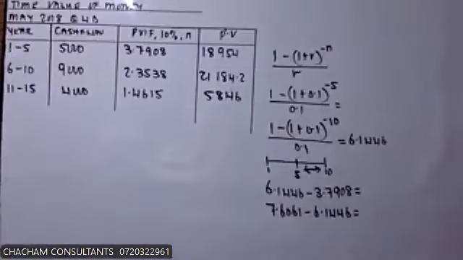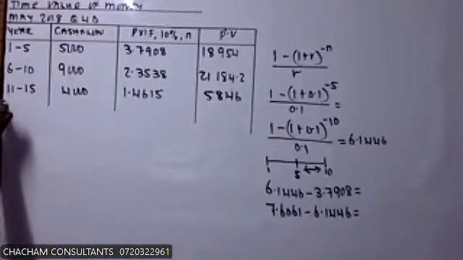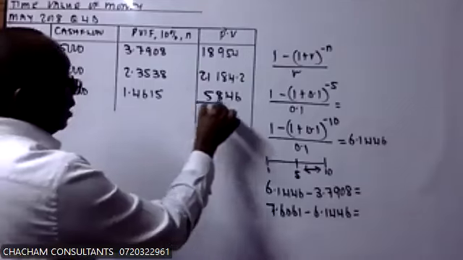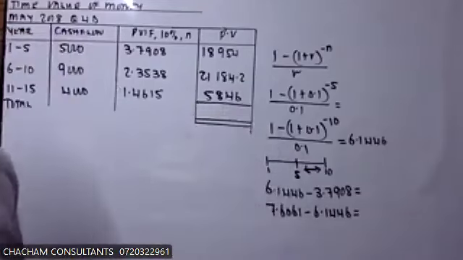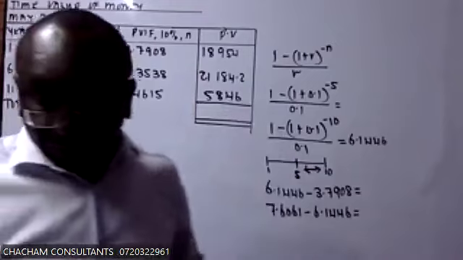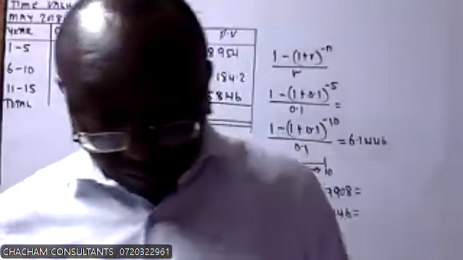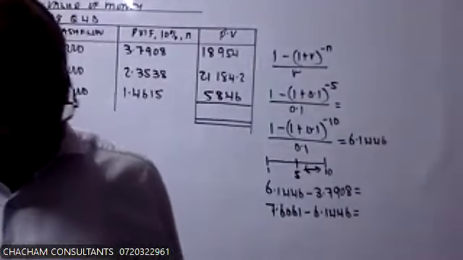And when you get the total, that is the net present value, or the present value. So give me the total of that. That is the total.